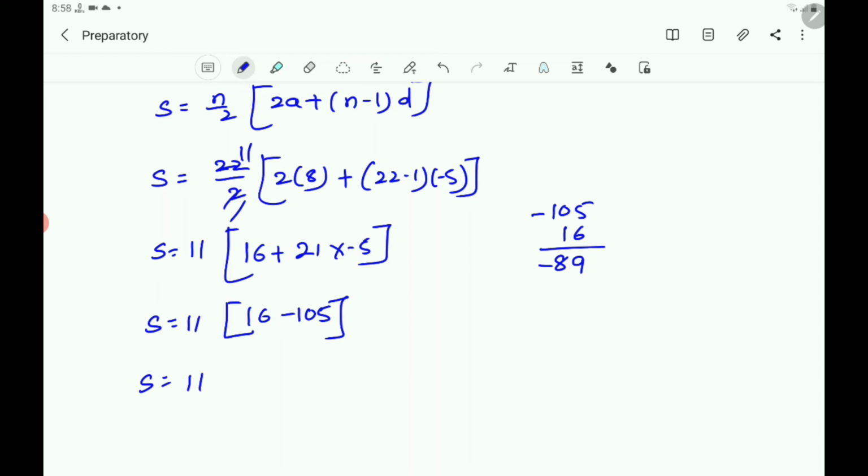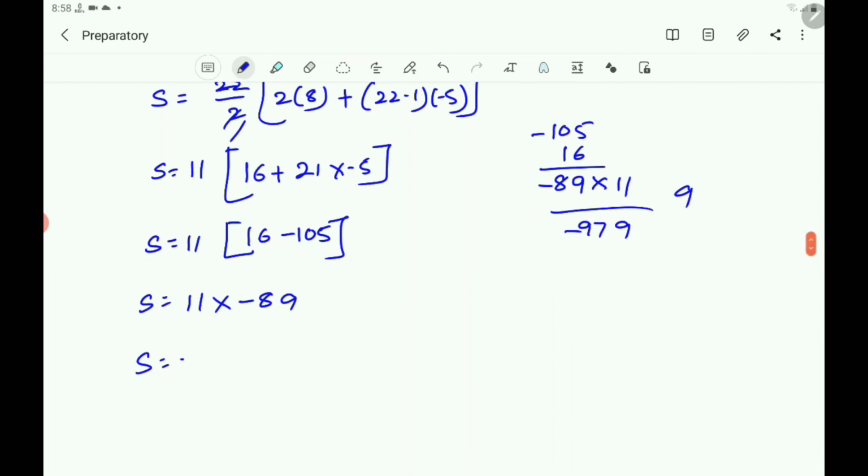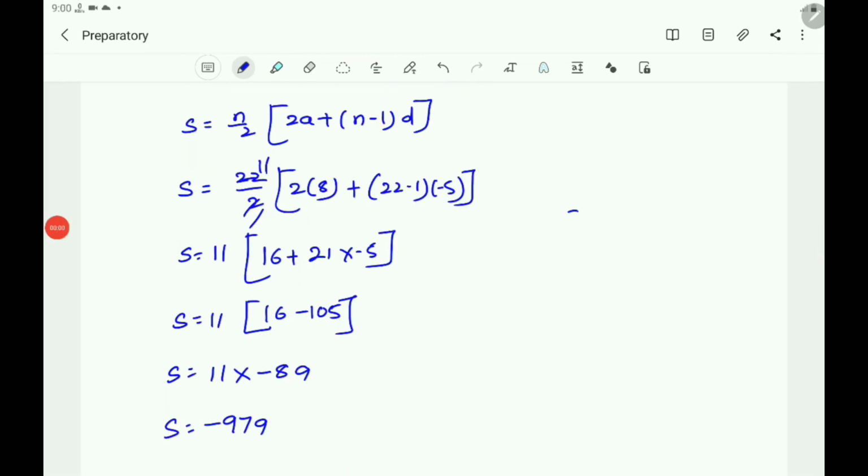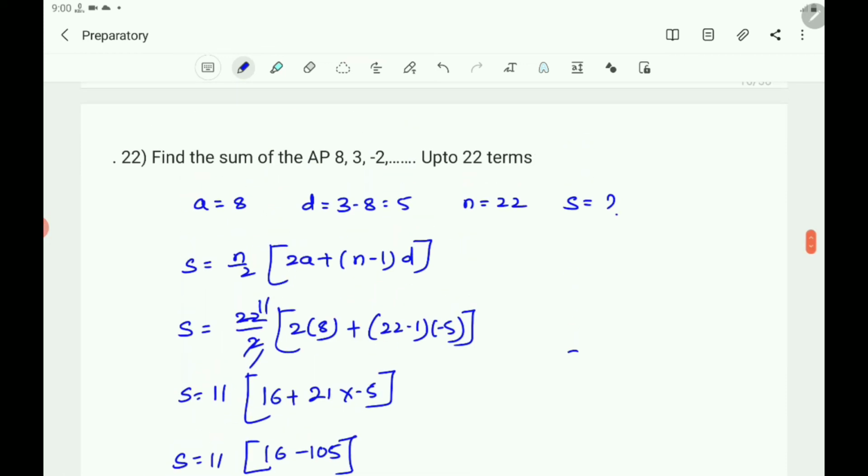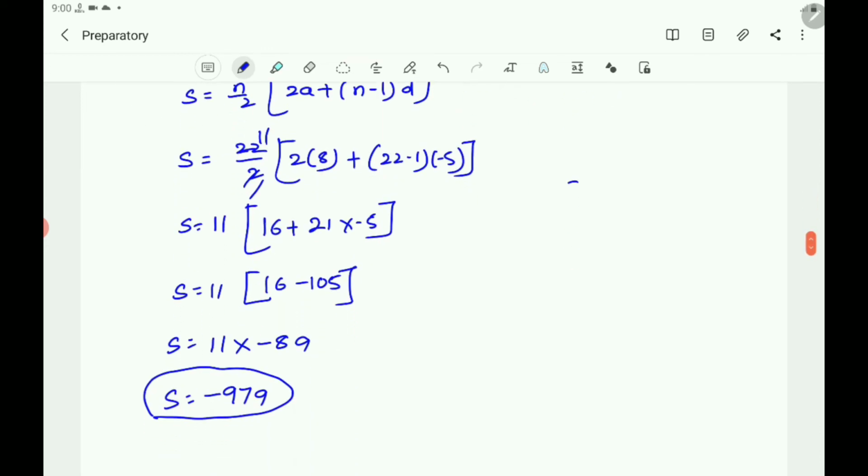S equals 11 into minus 89. Then minus 89 into 11, 11 9s are 99, 11 8s are 88, 88 plus 9, 97. So you got S equals minus 979. Therefore you got the sum minus 979. Here the question was to find the sum of the AP 8, 3, minus 2 and so on up to 22 terms. You got the sum, which is equal to minus 979.